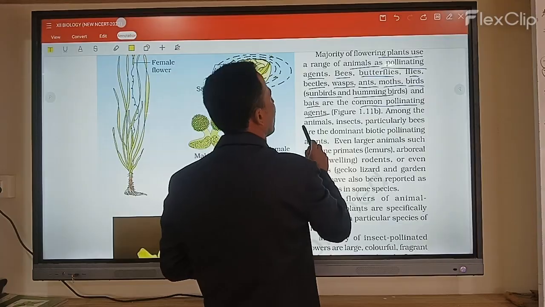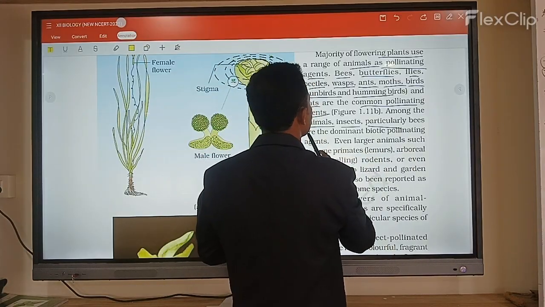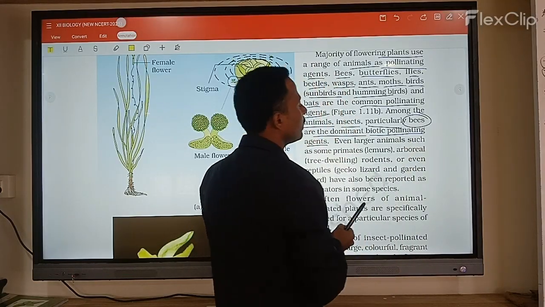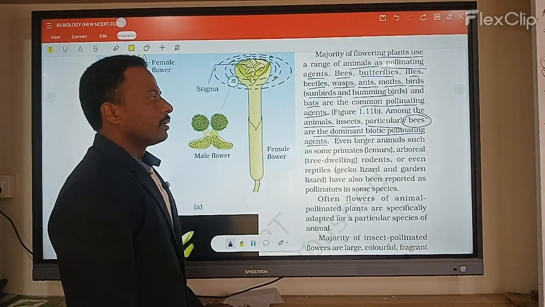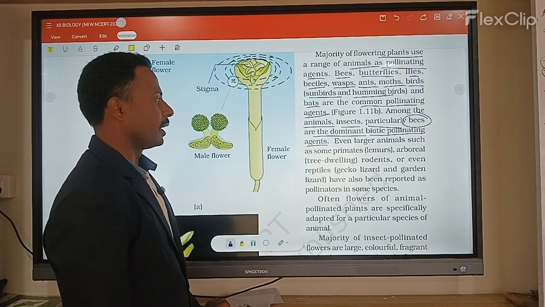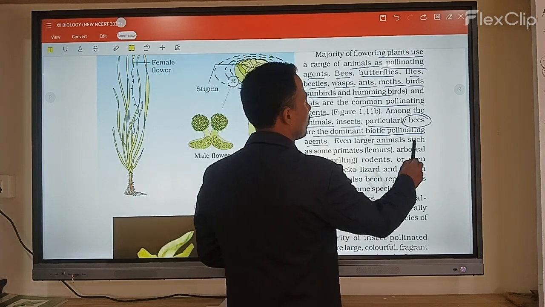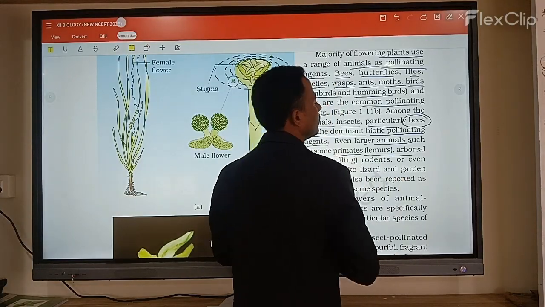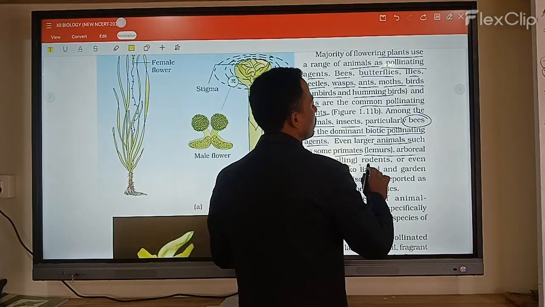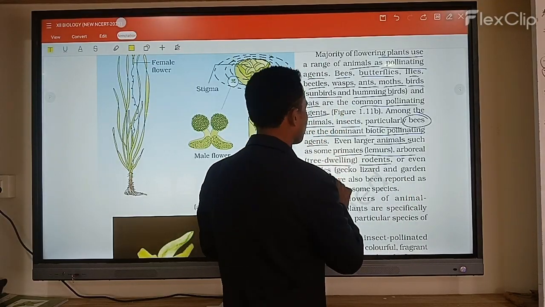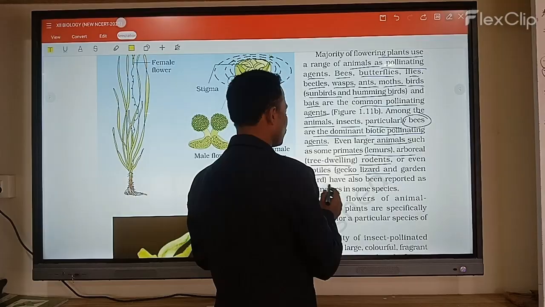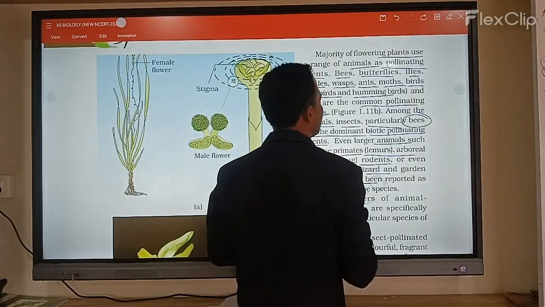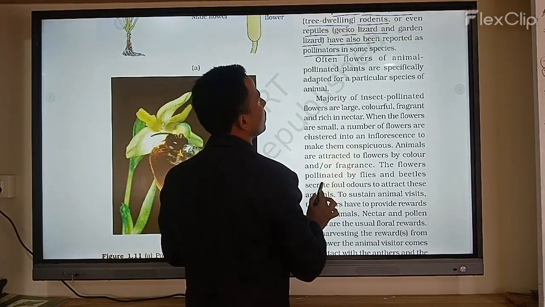Next, among the animals, insects, particularly bees, are the dominant biotic pollinating agents. Even a large number of other animals, such as some primates, arboreal rodents, and even reptiles like gecko lizards and garden lizards, have also been reported as pollinators in some species. These also help in the pollination process.